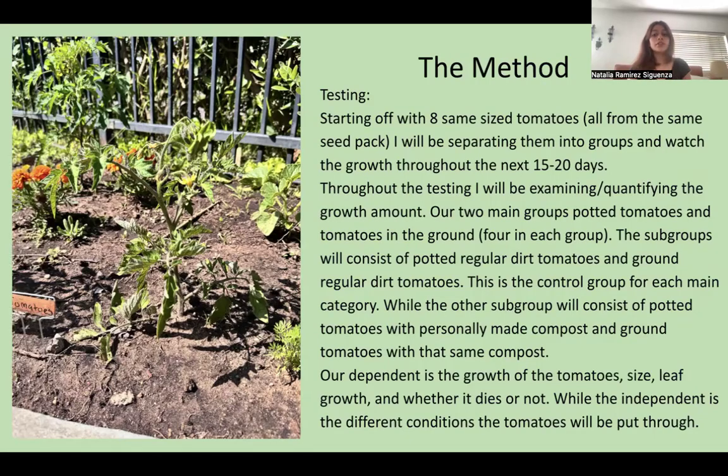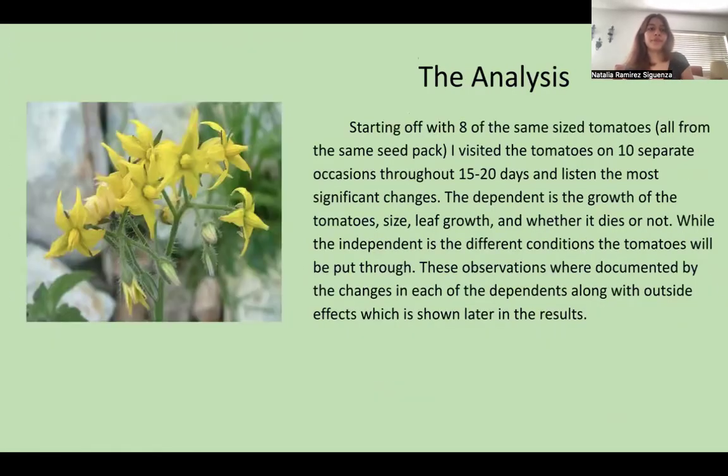My dependent variables for the tomatoes were the size, whether they had grown any flowers that would then lead to tomatoes, leaf growth, and whether it dies or not. Some tomatoes did have some issues, but I did notice that at the end, all of them did survive pretty well. The independent variable is the different conditions the tomatoes were put through.